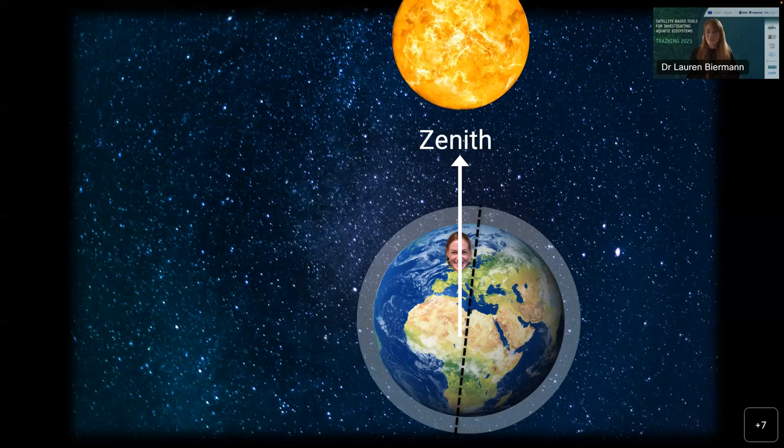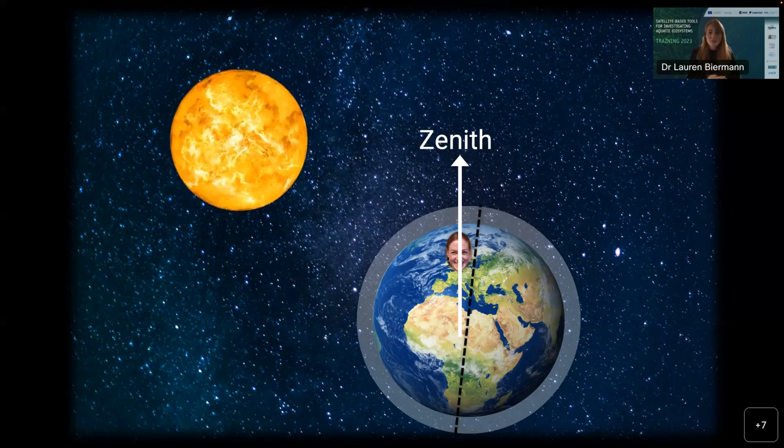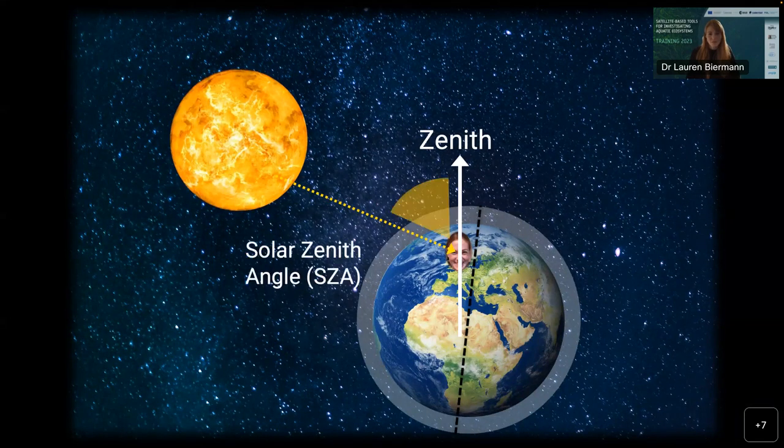But that's not always the case, because in winter, as we saw from Regina's photo, the sun is not above my head at midday. It comes in at an angle to strike me in the eye as I'm cycling home. And that has a few implications. The first is that it has more atmosphere to travel through. And the second is that it creates the solar zenith angle.